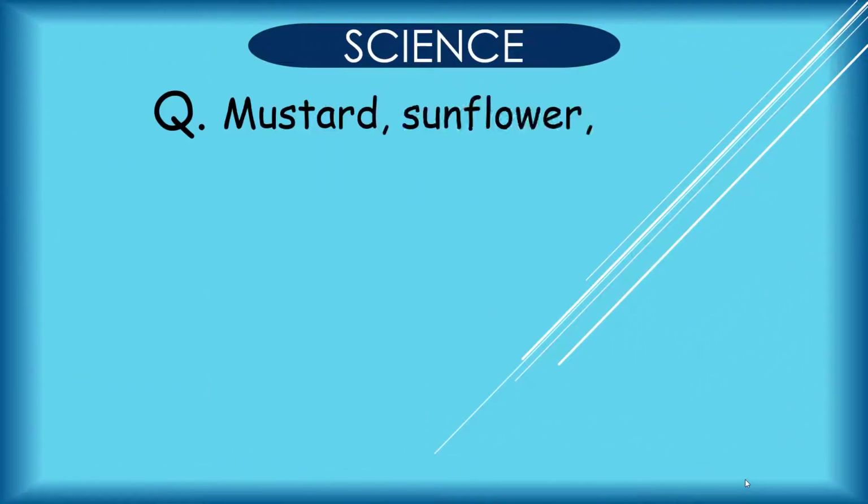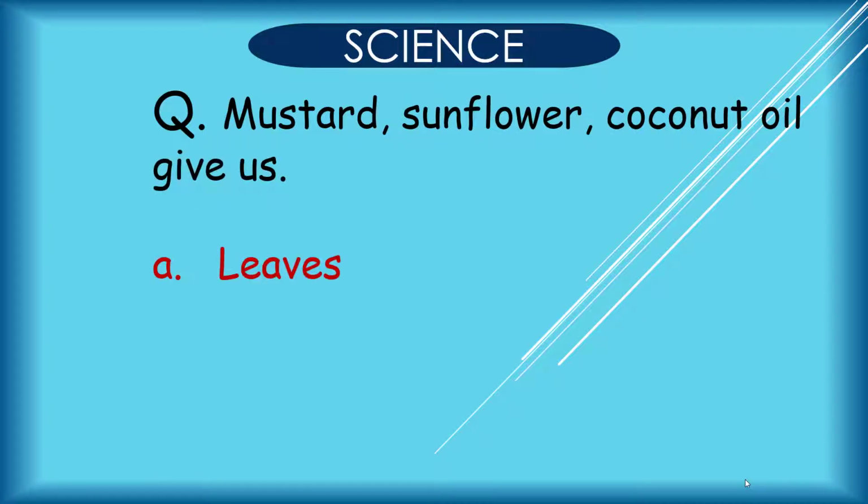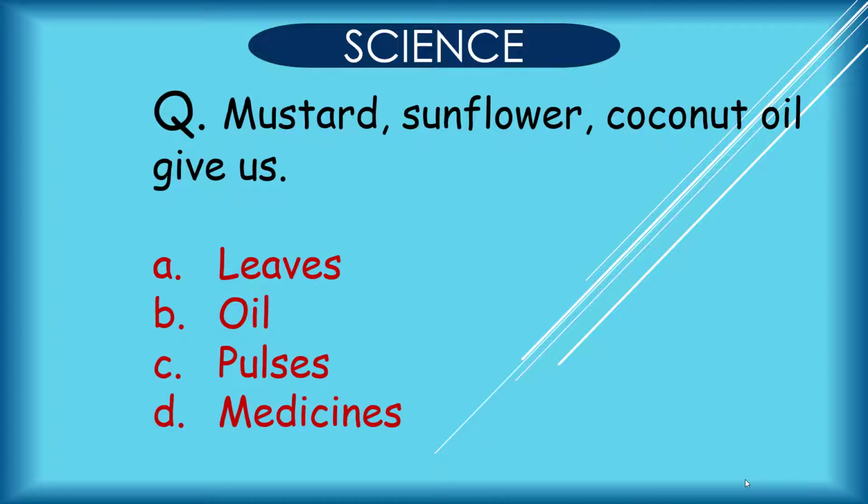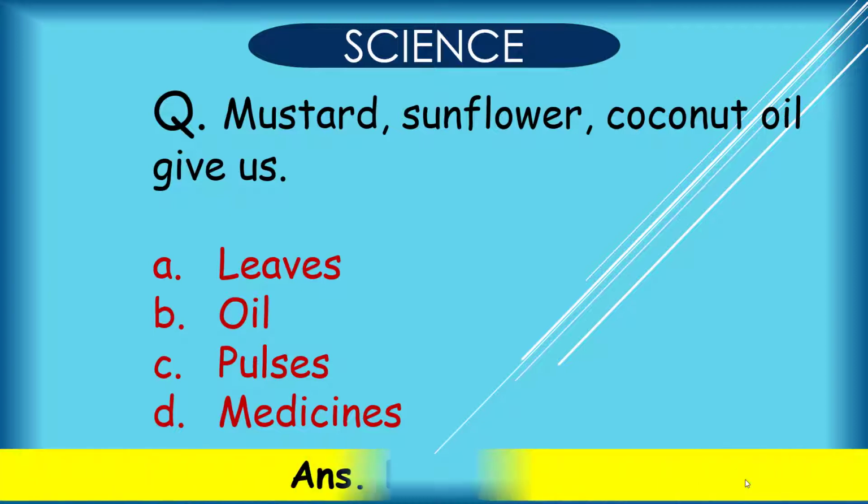Question: Mustard, sunflower, coconut oil give us A. Leaves, B. Oil, C. Pulses, D. Medicines. Correct answer is B. Oil.